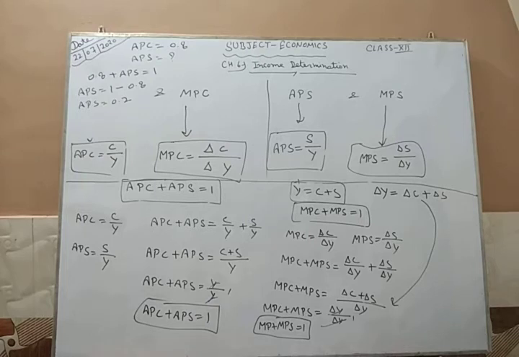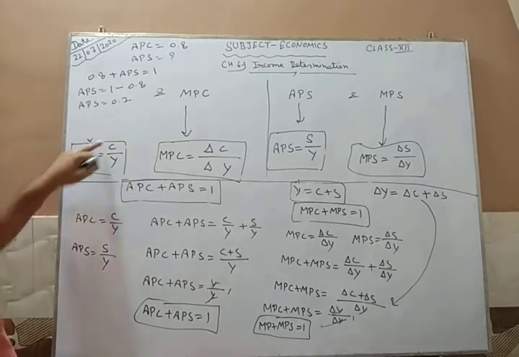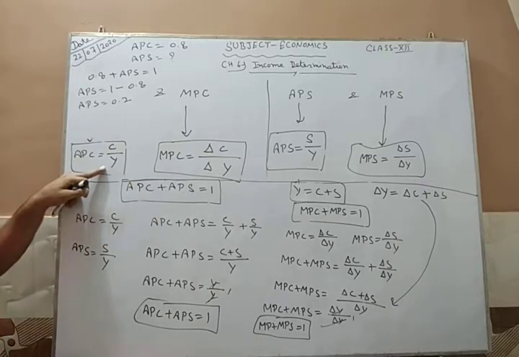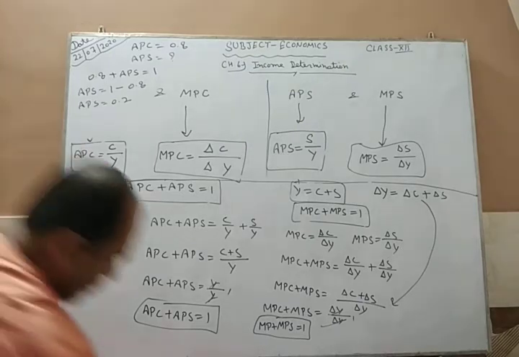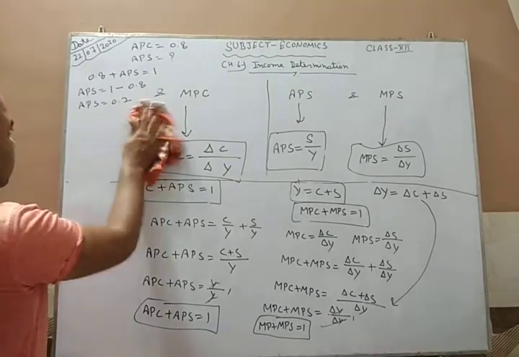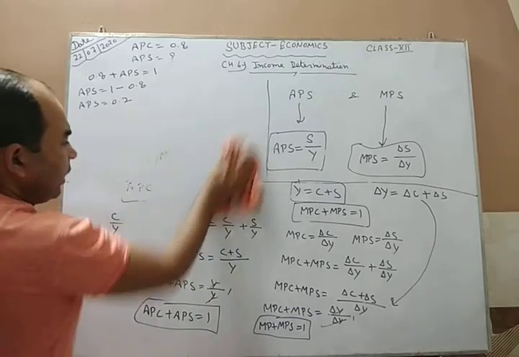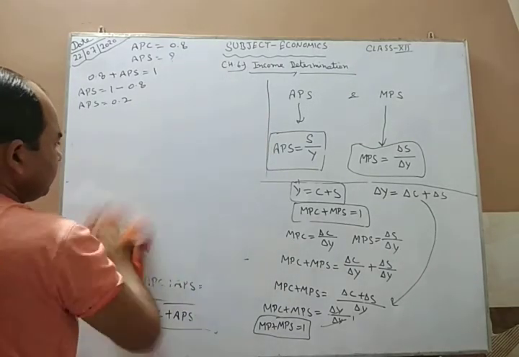And another thing: we can also calculate APC if the examiner gives you consumption and Y. Then we can easily calculate consumption divided by Y, that is APC. So this derivation is very, very helpful for us. Here are some numericals, I want to explain a few examples of this.